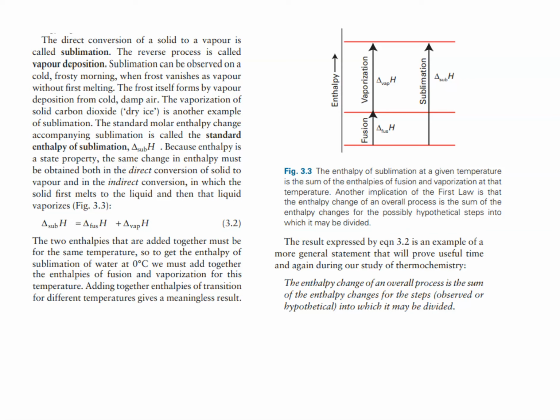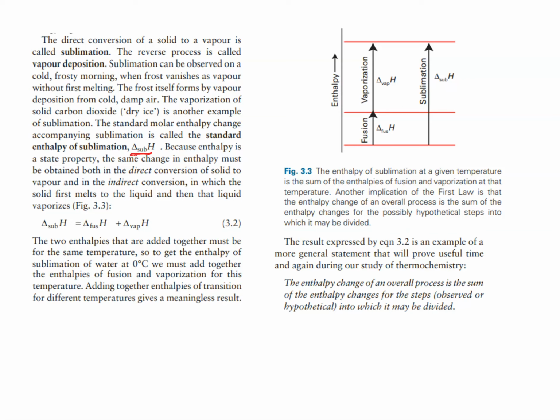The vaporization of solid carbon dioxide, or dry ice, is another example of sublimation, where it goes from the solid to the gas phase without passing through the liquid phase. At no point is there a liquid carbon dioxide present as part of this sublimation process. The standard molar enthalpy change accompanying sublimation is called the standard enthalpy of sublimation, which is denoted by this term, delta sub H.